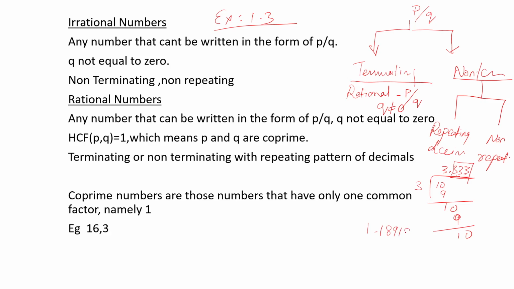Suppose it is like this also, then also it is repeating. It can be written in the form of 189 bar, which means it will be repeating. It means the expansion will be like this. So if it is non-terminating and repeating, it can be this way or this way. Both of these are rational numbers.